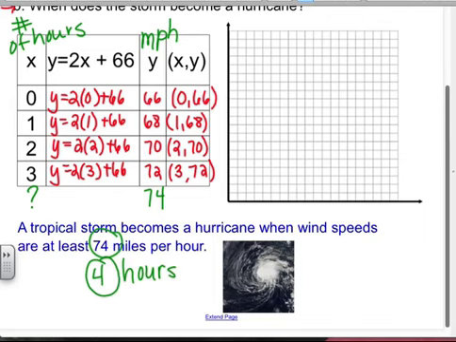So after 4 hours of rotating around in the Gulf of Mexico and picking up all that warm, moist air from the warm waters of the Gulf of Mexico, it's still speeding up. It reaches 74 miles an hour, and it's officially now a hurricane. So, could I plot all these points? Yes, I could. It would look something like this. And that would show you that over time, tropical storms do gain wind speed and speed up and become hurricanes.